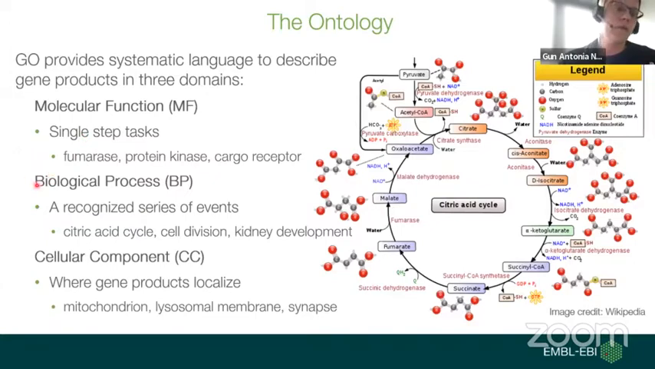A second aspect of the Go ontology is the biological processes. And these are a recognized series of events. So for example, a pathway or a broad biological program, such as the citric acid cycle, cell division, or kidney development. And lastly, there's the cellular component aspect, which describes where different gene products localize within a cell or outside of a cell. So in the mitochondrion, in a membrane, or in a synapse, for instance.